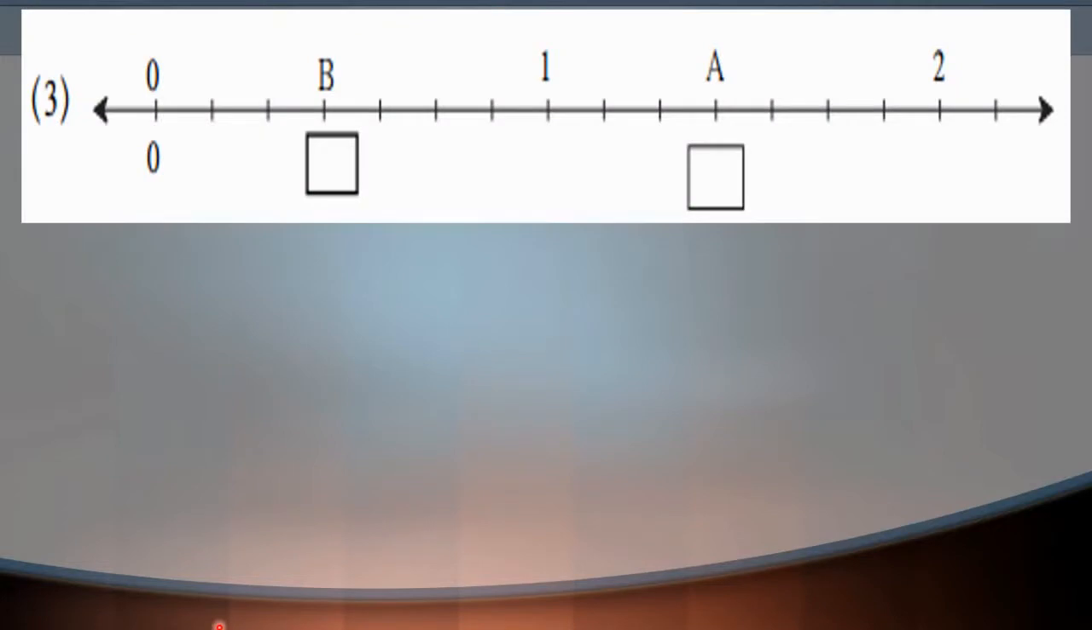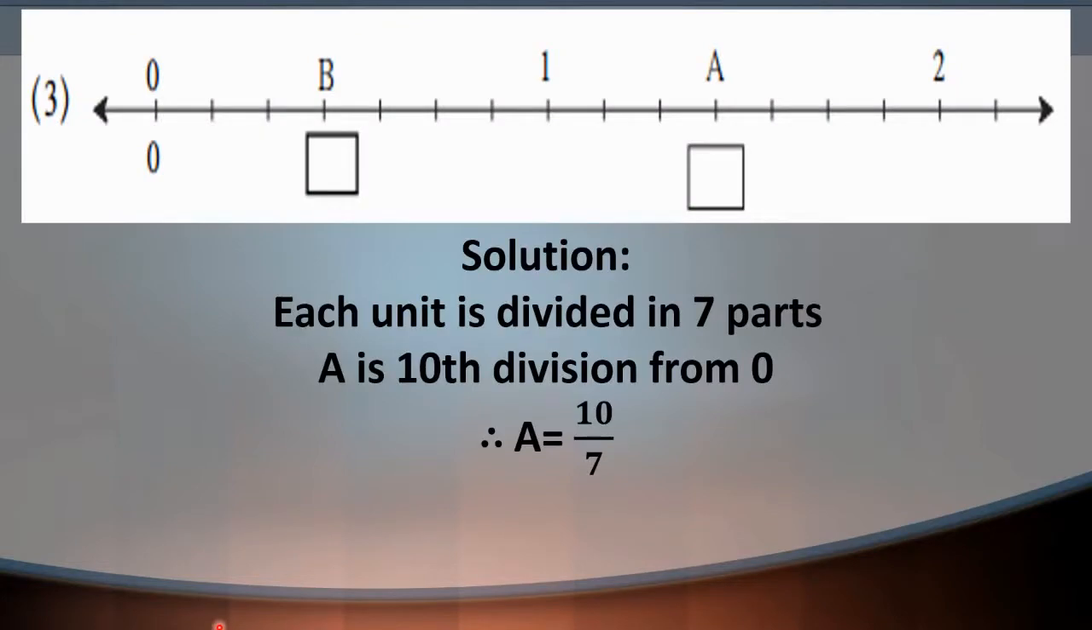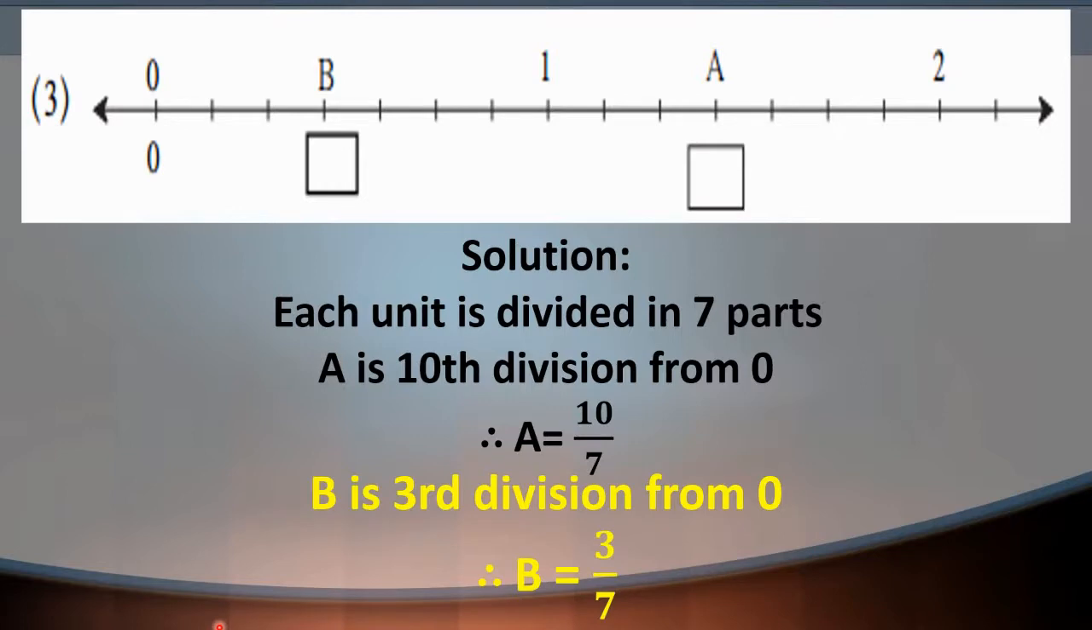Question number 3. So here each unit is divided in 7 parts. So A is the 10th part from 0. So A is equal to 10 by 7 and B is the third division from 0. So B is equal to 3 by 7.